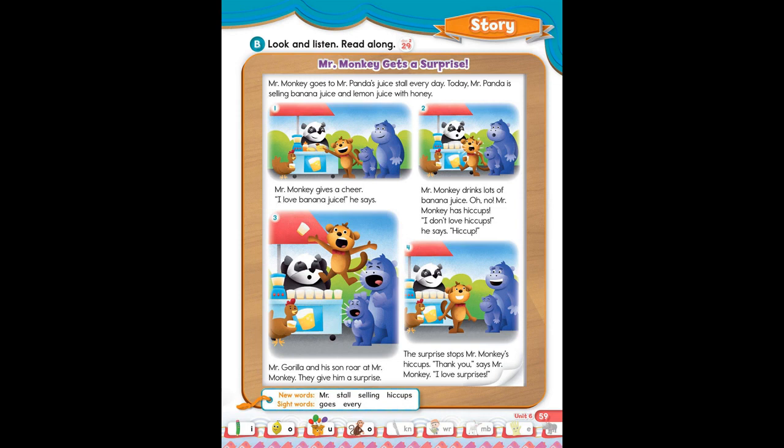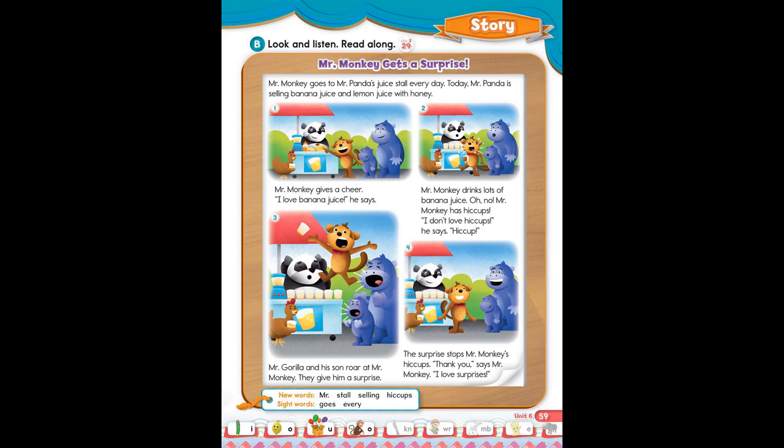3. Mr. Gorilla and his son roar at Mr. Monkey. They give him a surprise. 4. The surprise stops Mr. Monkey's hiccups. "Thank you," says Mr. Monkey. "I love surprises."